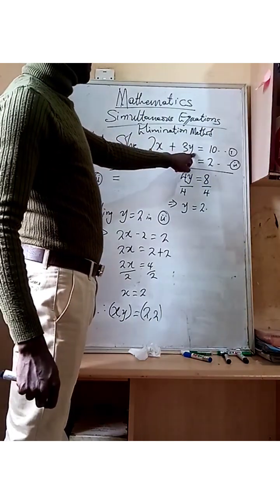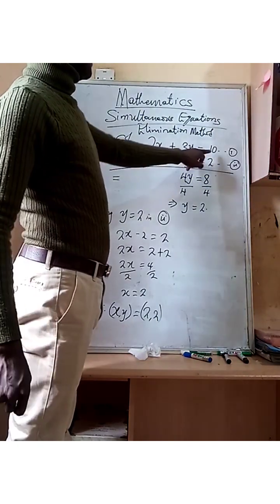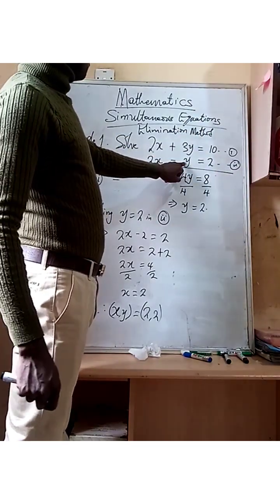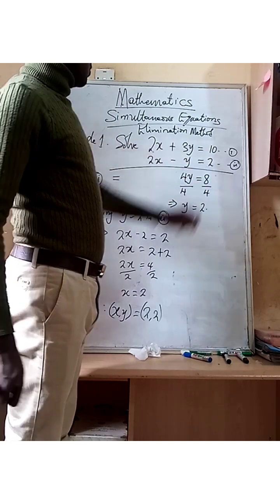2 times 3 is 6. 4 plus 6 is 10. Consistent. 2 times 2 is 4, minus 2 is 2. So it's consistent.